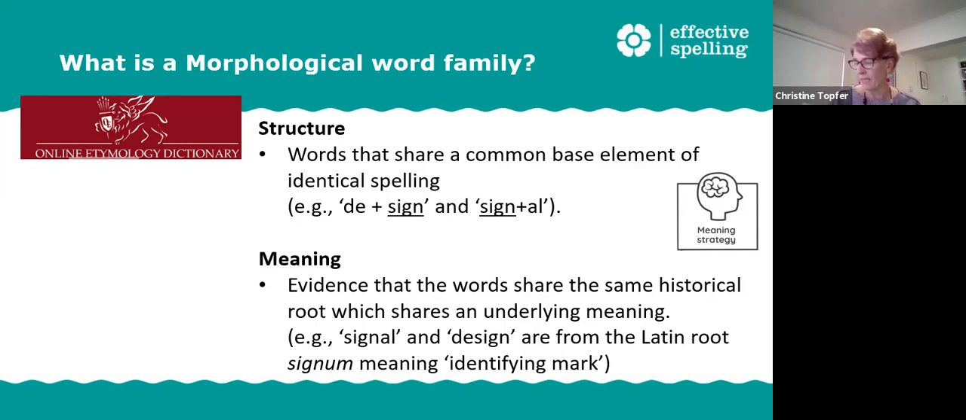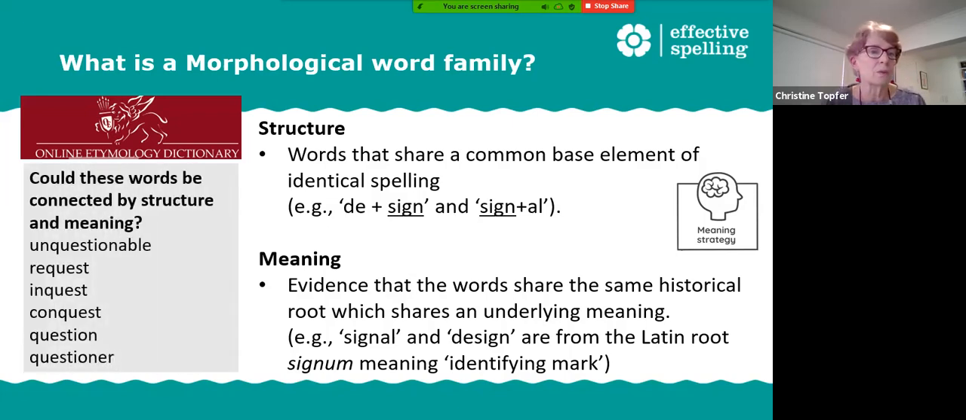which shares an underlying meaning. And you'll notice that we talked before about sign and signal and design, but if you were to look them up in a dictionary or in this wonderful free resource online, the etymology dictionary, you'll find that those words have a Latin root and they come from signum, meaning identifying mark. They share the same denotation, the same meaning. And so maybe could these words be connected by structure and meaning?